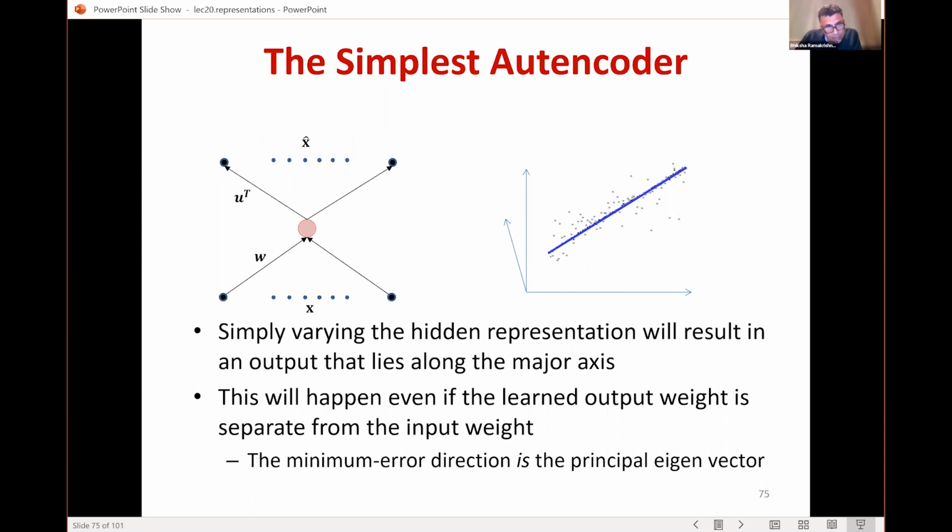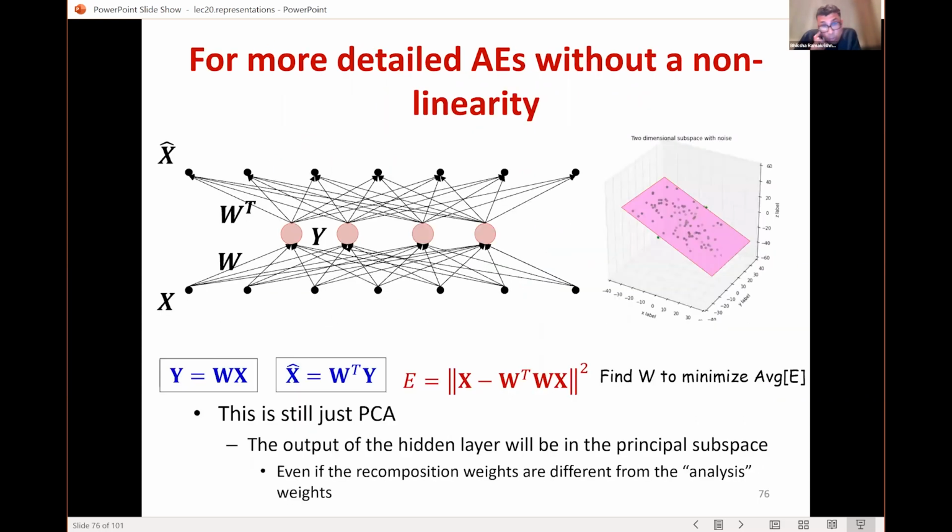Right, okay. So that's with one dimension. But then I can have a network which has multiple hidden neurons of this kind. And when I have multiple hidden neurons, our equation is still the same. Assuming these still have linear activations, the output of the hidden layer is WX. The output of the network itself is W transpose WX.